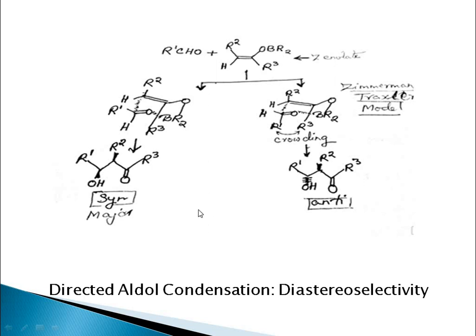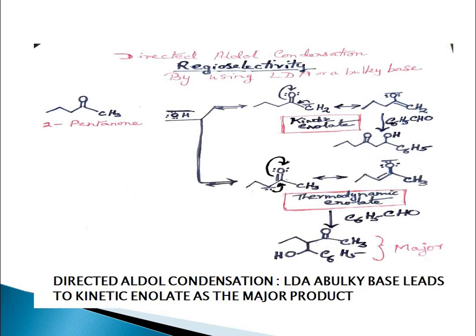So, diastereoselectivity. Now after diastereoselectivity, let us move on to this directed aldol condensation regioselectivity, because we should also know how regioselectivity is different from diastereo or enantioselectivity. Regio means that the attachments of the product we get are placed not on the same carbon, but structurally they are different, the two forms.